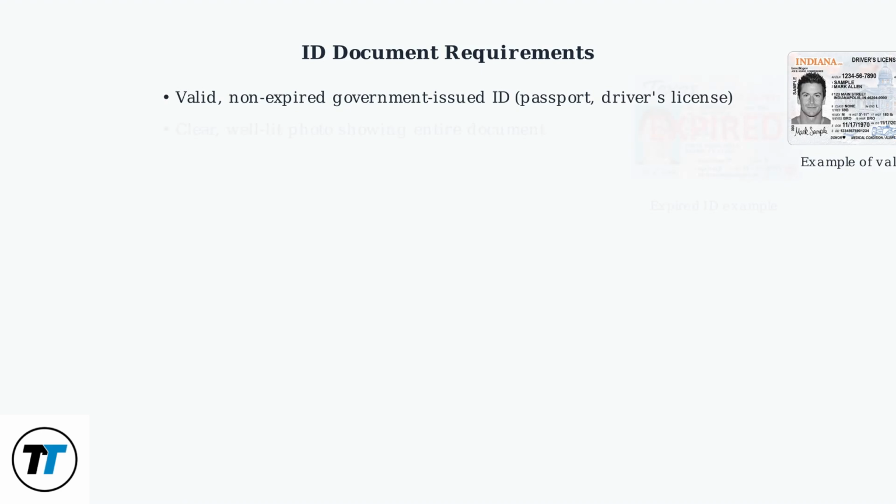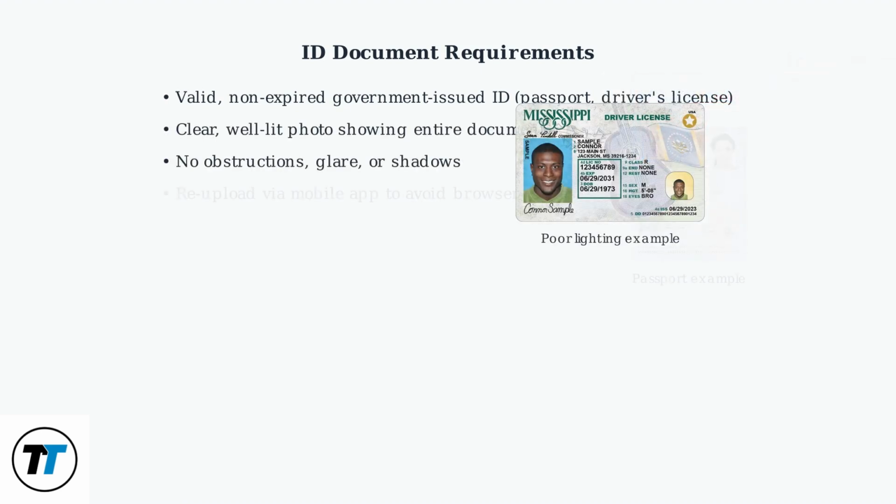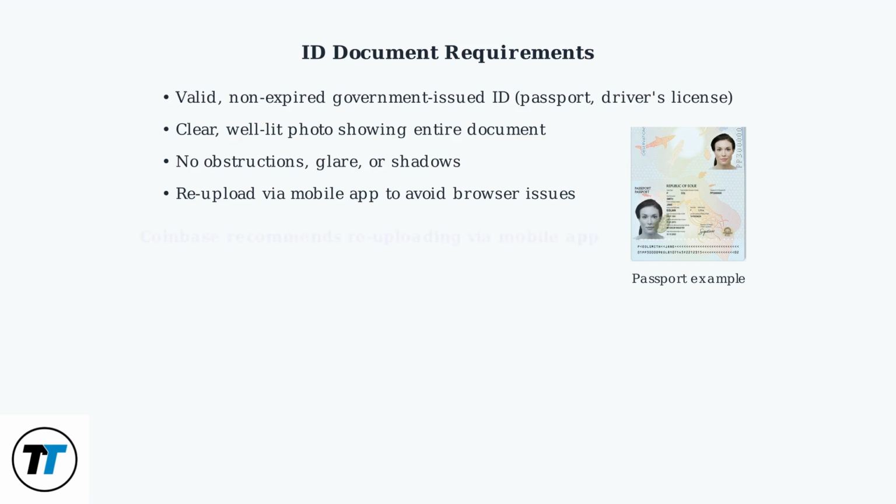For Coinbase Error 422, ensure your ID document is valid and non-expired, issued by a government, like a passport or driver's license. The photo must be clear and well lit, showing the entire document without obstructions. Avoid glare or shadows that could cause rejection. Coinbase recommends re-uploading through their mobile app to reduce browser caching or quality issues.